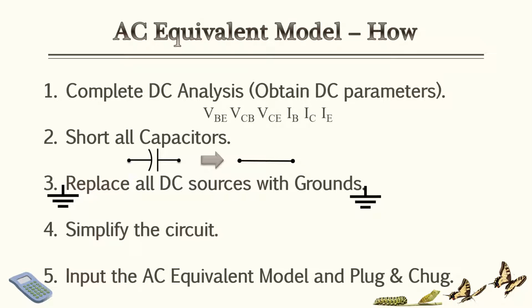Next, you're going to short all your capacitors. In an AC equivalent or AC analysis, your capacitors act as shorts. Since that's the case, short them all. Next, you're going to replace all your DC sources with grounds, which is pretty easy. We'll go over that in the next slide. Then we're going to simplify the circuit, input the AC equivalent model, and then plug and chug. And I'm going to show you this as we go on.